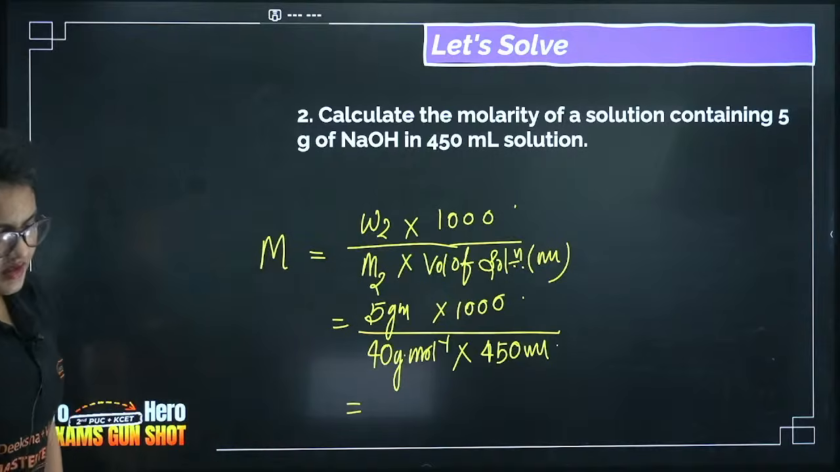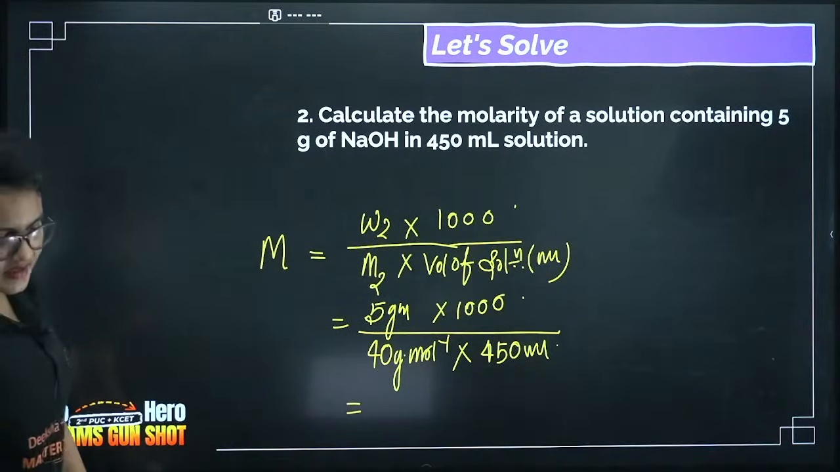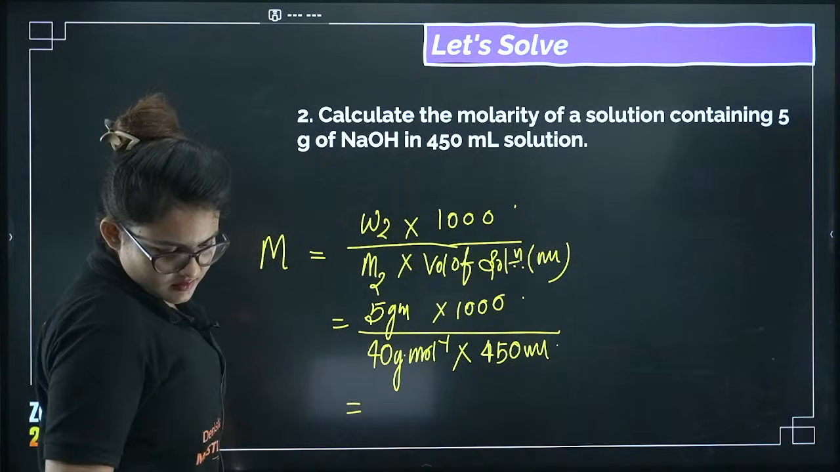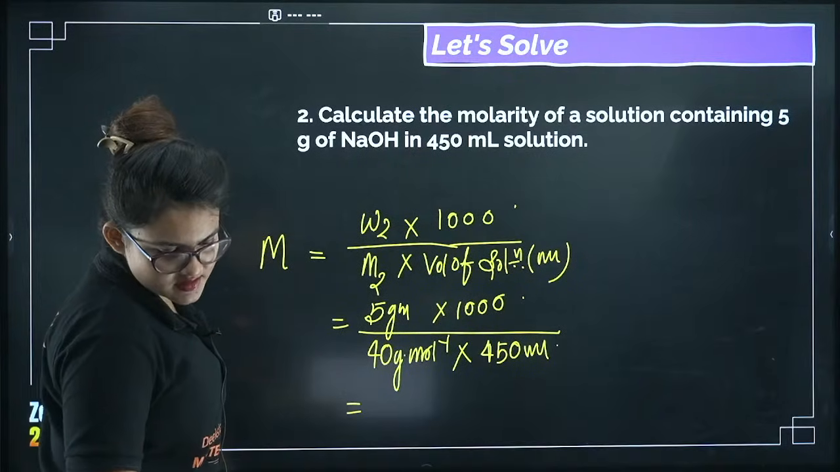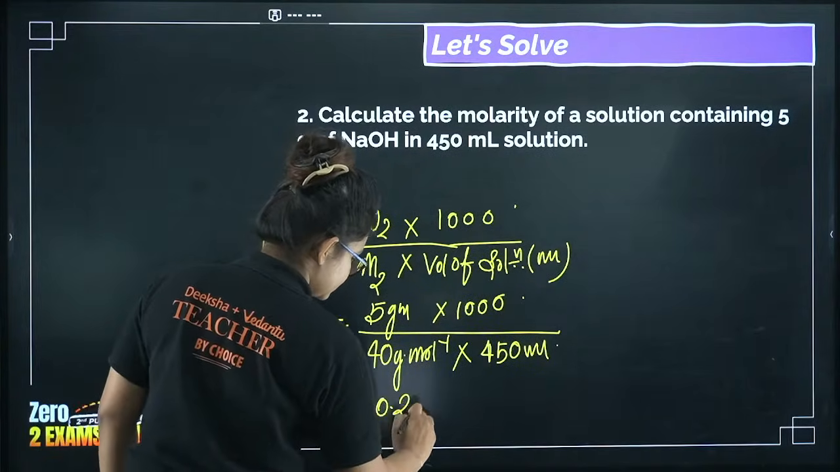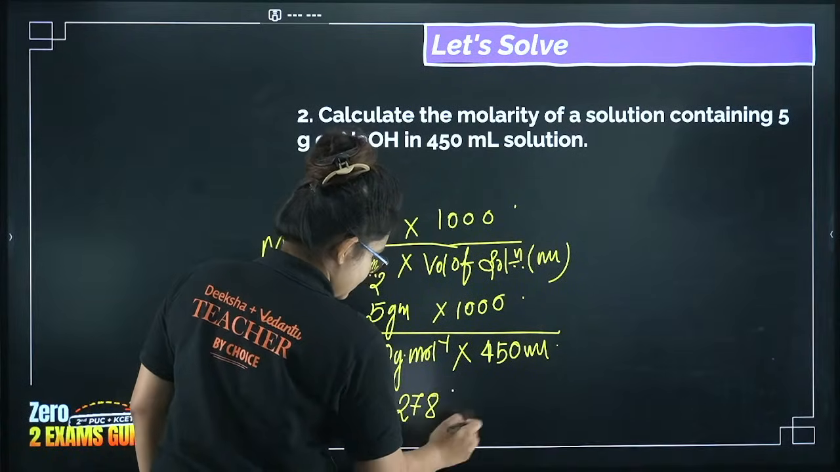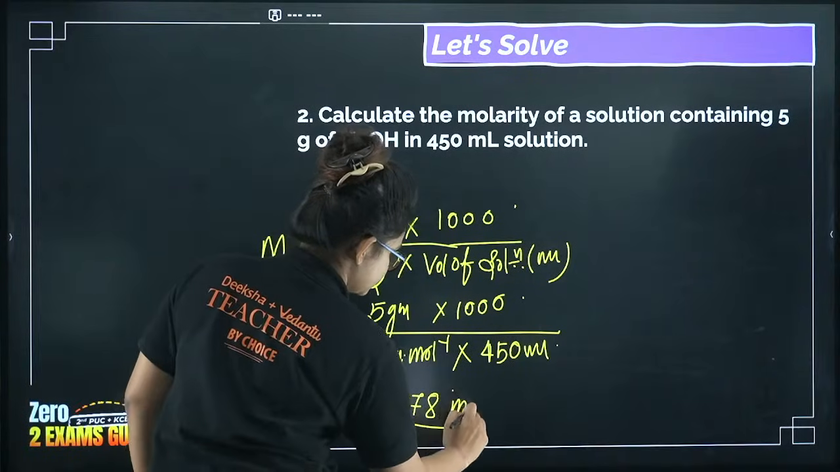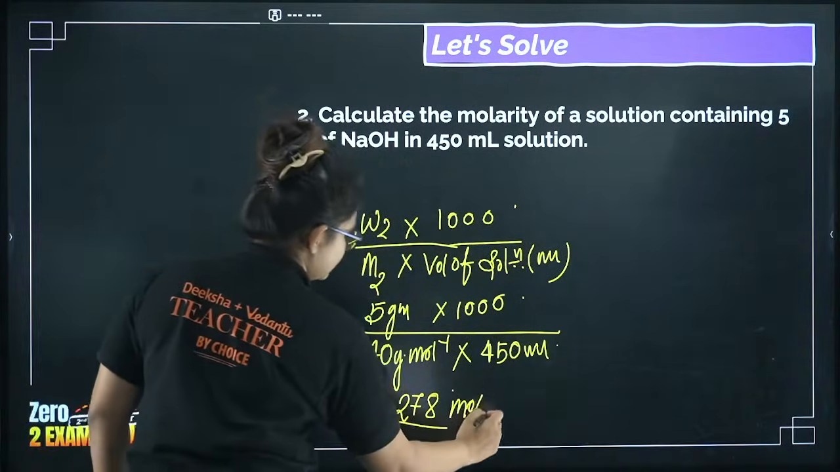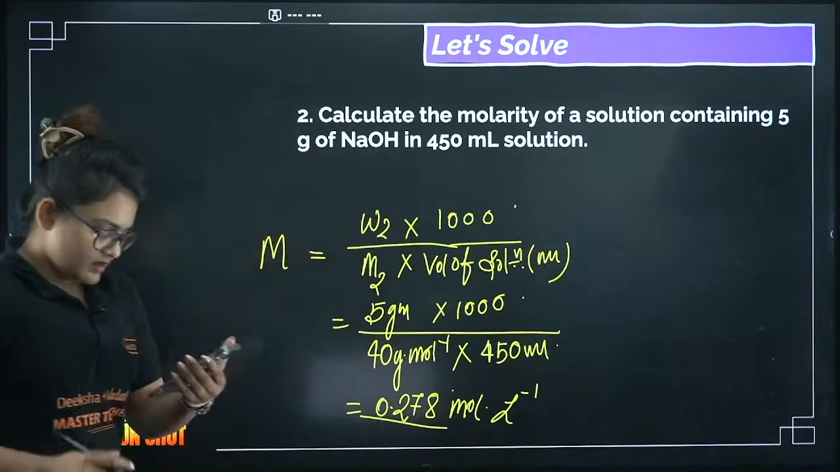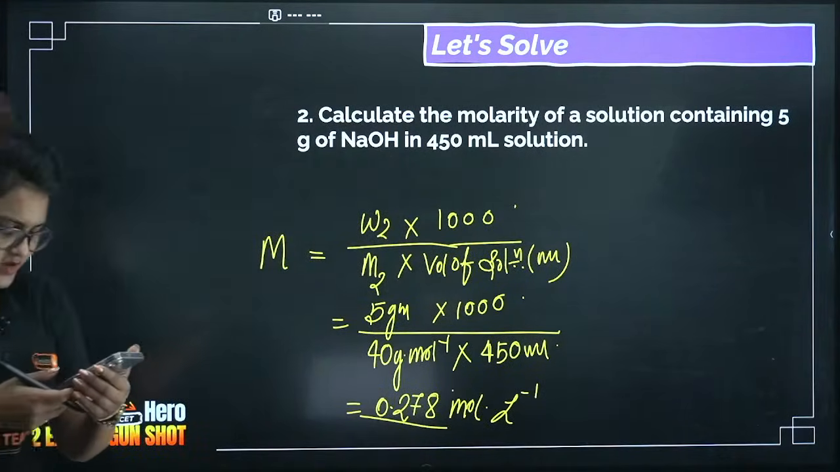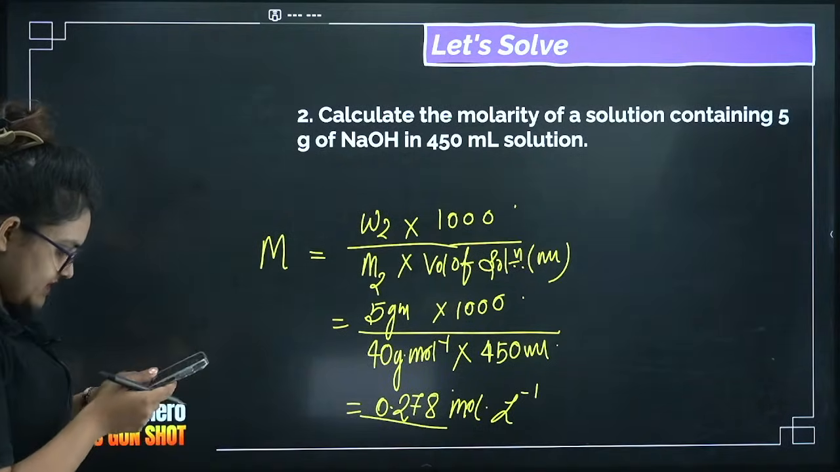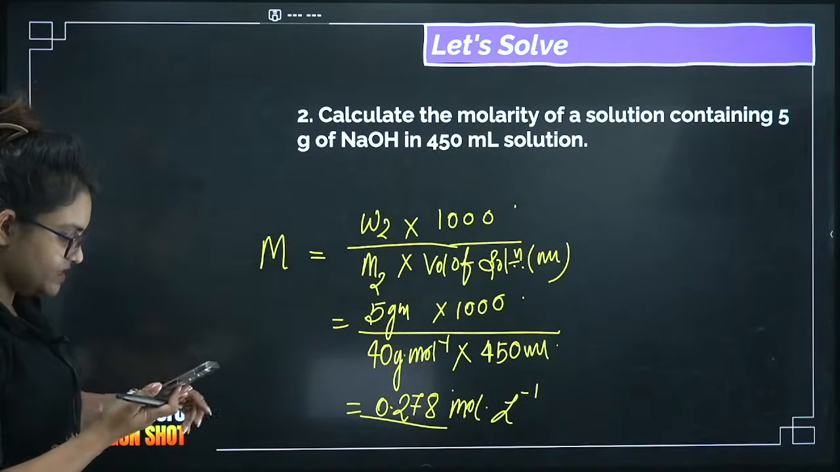Okay. So now if you just calculate this particular case, your answer will come as 0.278 mole per liter, or molar you can write. Okay, anyone? I guess it's okay. Let's proceed further. Okay, I can see someone is answering 0.278. Very good, my dear. Let's proceed further.